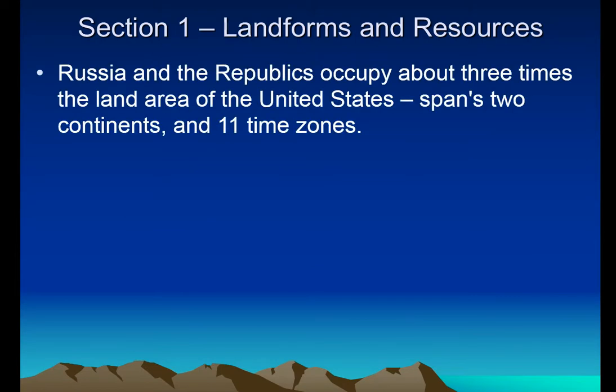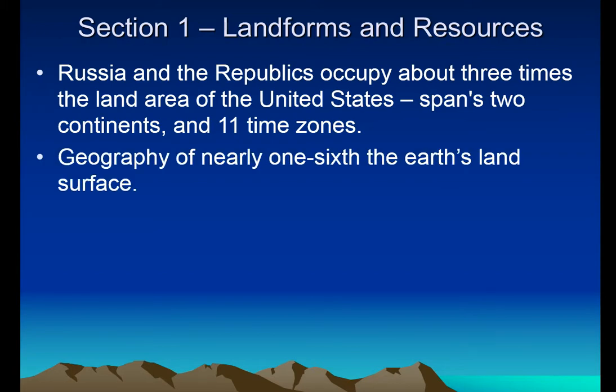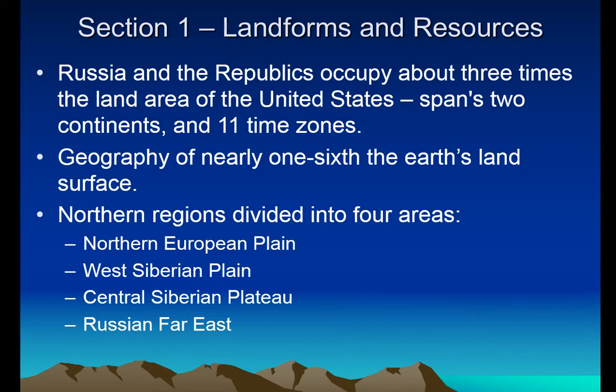Section 1, Landforms and Resources. Russia and the republics occupy about 3 times the land area of the United States, span 2 continents and 11 time zones. Very, very large piece of land we're talking about here. It's 1/6 of the Earth's land surface, so it's a very massive place when we're talking about Russia and the republics. The regions are divided into 4 areas: Northern European Plain, Western Siberian Plain, Central Siberian Plateau, and Russian Far East.